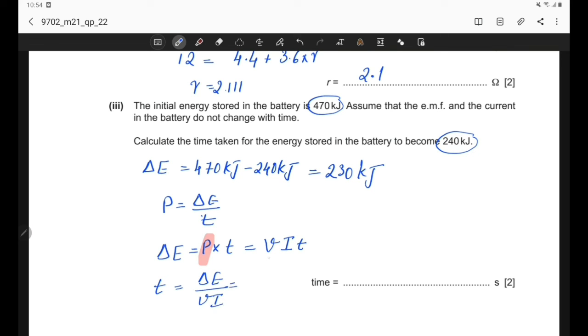Where change in energy is 230 kilojoule, which we have already calculated. So that will be 10 to the power 3 joule. Kilo, we should convert it into joule, so we should multiply with 10 to the power 3, over voltage, which is the EMF of the battery, that is 12, times current flowing through the cell, which is 3.6, and the answer is 5320.